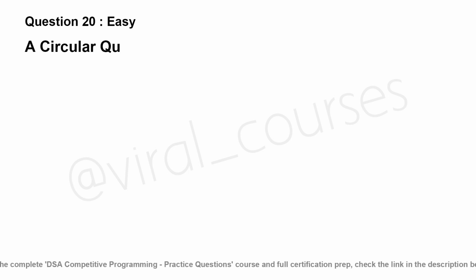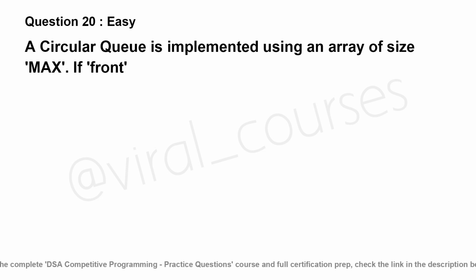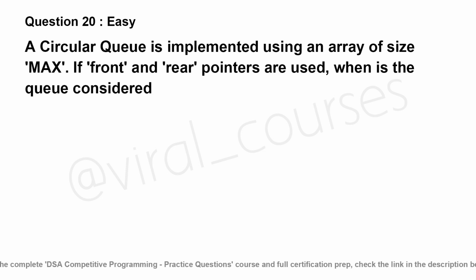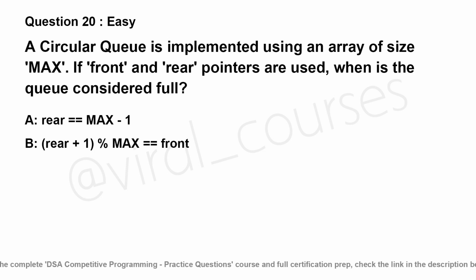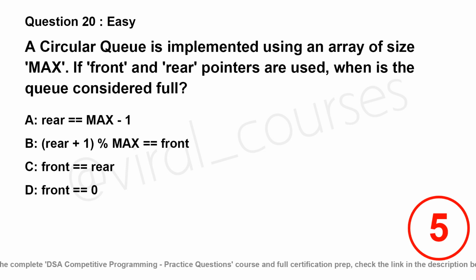A circular queue is implemented using an array of size max. If front and rear pointers are used, when is the queue considered full? Option A, rear equals max - 1. Option B, (rear + 1) % max equals front. Option C, front equals rear. Option D, front equals 0.